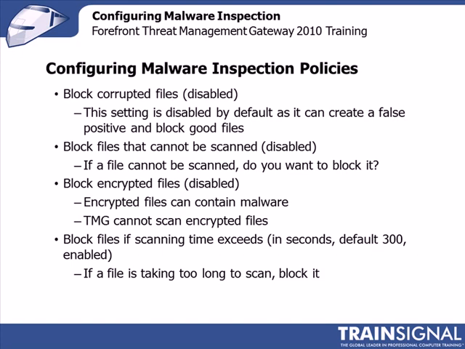Another option you have at your disposal is to choose whether or not you want to block files if the scanning time begins to take too much time. By default, this is 300 seconds. This is more about user experience. If a file is taking so long to download that they're actually waiting 5 minutes for a scan to run, there may be something wrong with the file, or you may not want to add that load onto the Threat Management Gateway server. So you'll block that file, but again, understand that the trade-off is probably going to be additional calls to the help desk.